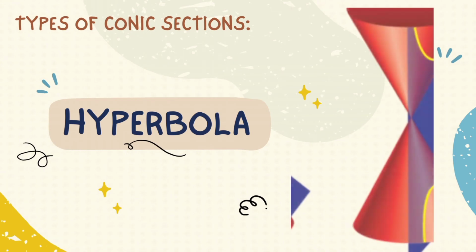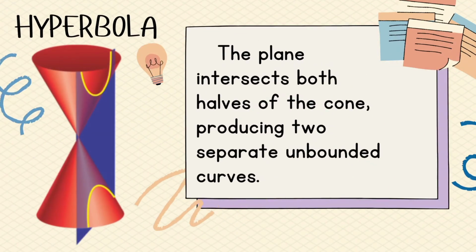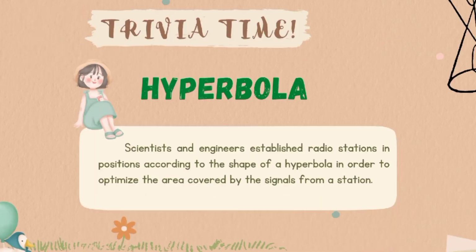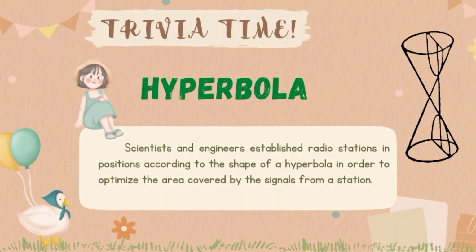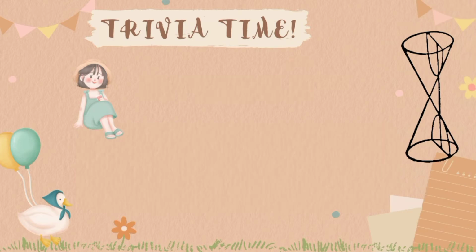The last type of conic section is hyperbola. Hyperbola is formed when the plane intersects both halves of the cone, producing two separated unbounded curves. It's trivia time! Scientists and engineers establish radio stations in positions according to the shape of a hyperbola in order to optimize the area covered by the signals from a station.